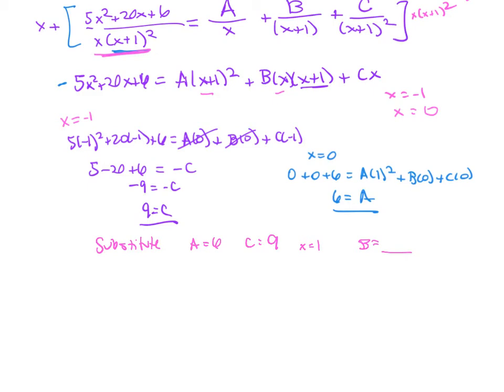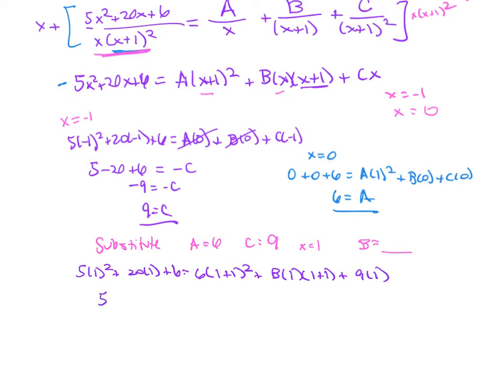So let's substitute. So 5 times 1 squared plus 20 times 1 plus 6 equals a times, well, we know what a is, so let me back that up. 6 times 1 plus 1 squared plus b, we don't know what b is, b times 1 plus 1 plus c times 1. Ooh, we know what c is. C is 9.